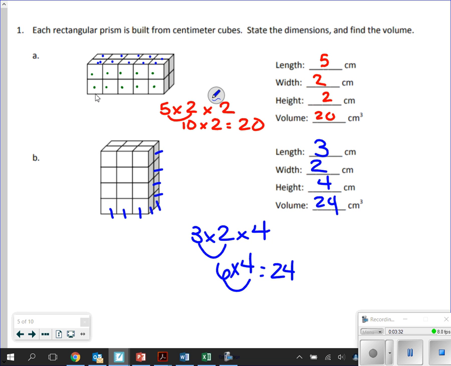Okay, so you could also look and see that you've got 1, 2, 3, 4, 5, 6, 7, 8, 9, 10, 11, 12. And if you've got 12 on the front, 12 on the back. 12 times 2, 24. Or 1, 2, 3, 4, 5, 6. We've got 6 right here. We've got 6, 6, 6, 6. What's 6 times 4? 24. You know, there's more than one way to find volume when you've got these cubes that you can be counting.